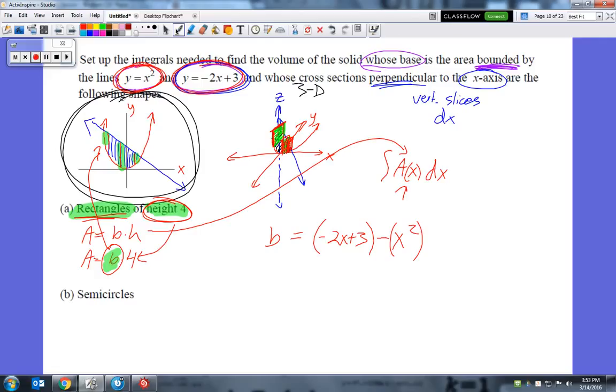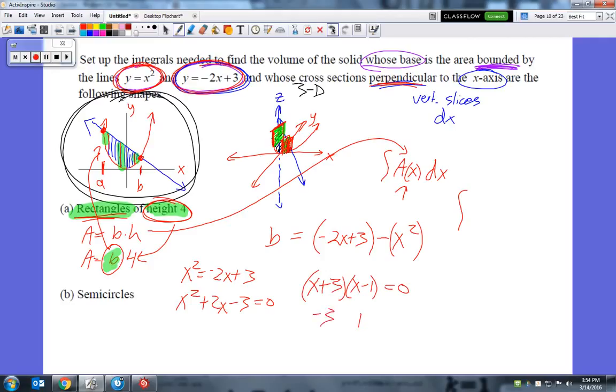Okay, so what I'm going to do is integrate now from low to high. Because these are perpendicular vertical slices, I need to find what this x value is right here, and then what this x value is right here, because it will be from a to b. So real quick, I'm going to set them equal to each other. x squared is equal to negative 2x plus 3. And you can use a calculator, or you can do this by hand. Some of them you'll need the calculator. Plus 2x minus 3 is equal to 0. And I get (x plus 3)(x minus 1), because they factor out, and you get 1, and you get negative 3. So at negative 3, that's a, and at 1, that's b.